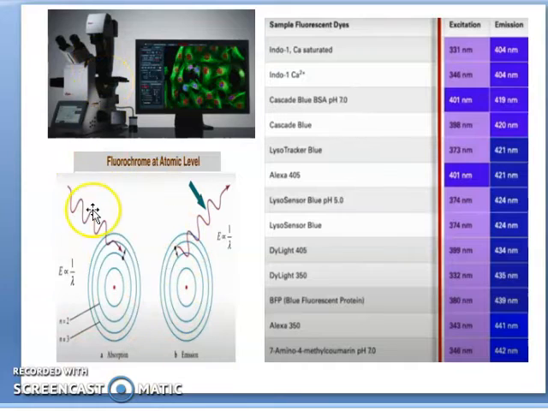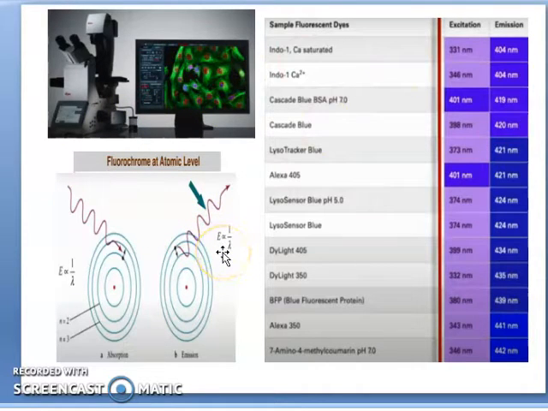This principle is known as the Stokes effect, after its discoverer, Sir George Stokes. So this is known as fluorescence. When the electron comes back to its original state, the energy that is emitted comes in the form of fluorescence, and this is the principle of fluorescence microscopy.